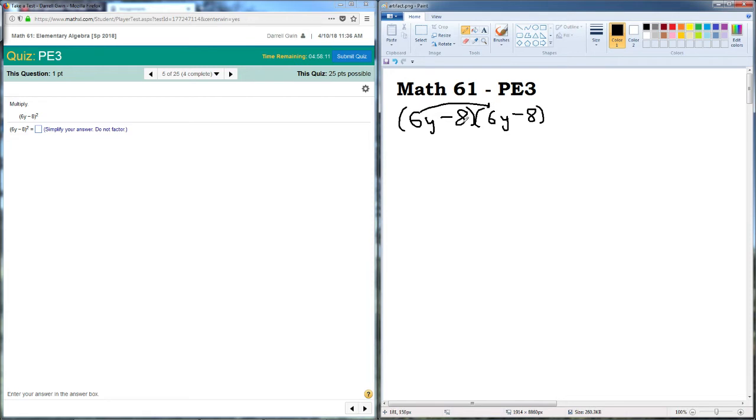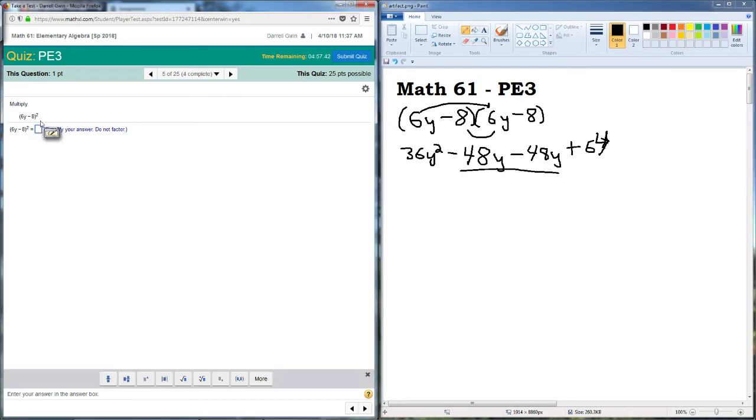6y times 6y is 36y squared. Huge lag. 6y times negative 8 is negative 48y. Negative 8 times 6y is once again negative 48y, and negative 8 times negative 8 is a positive 64. Last step is combine like terms.